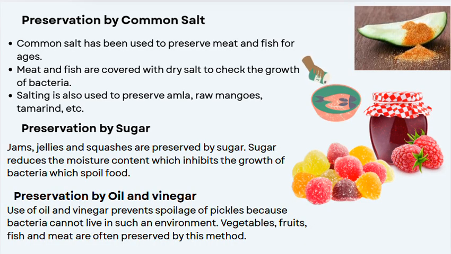Preservation by oil and vinegar is used to prevent the spoilage of pickles, because bacteria in general cannot live in such environments. Vegetables, fruits, fish, and meat are also preserved using the oil and vinegar technique.